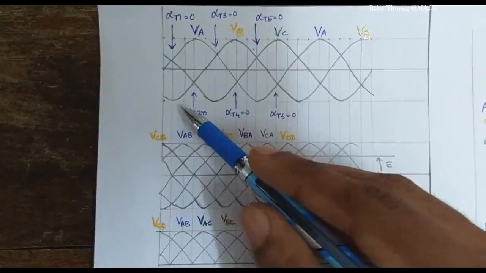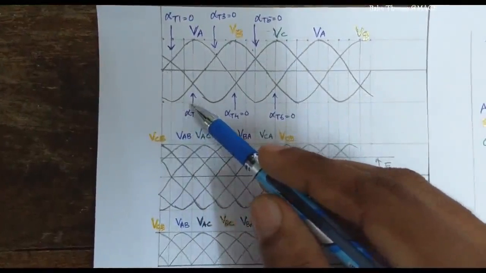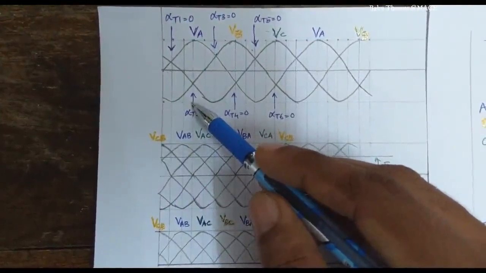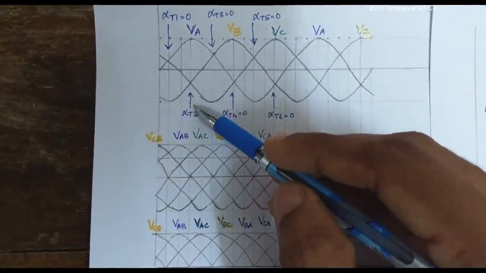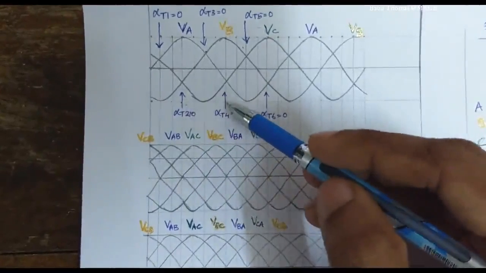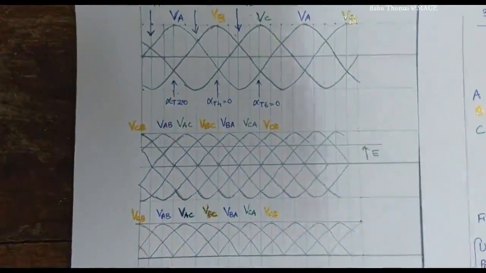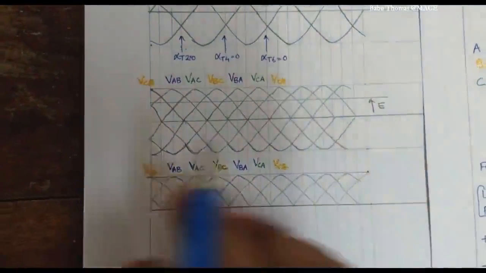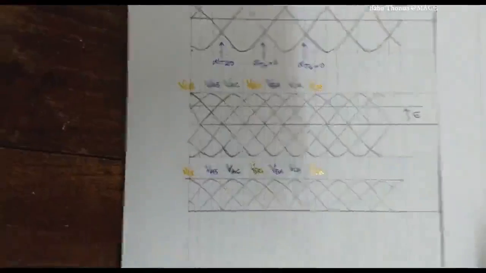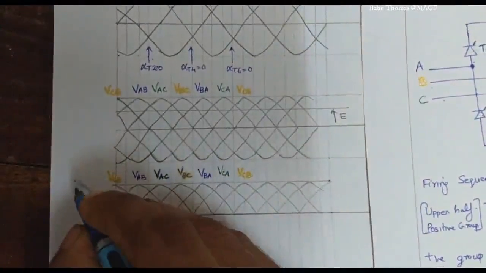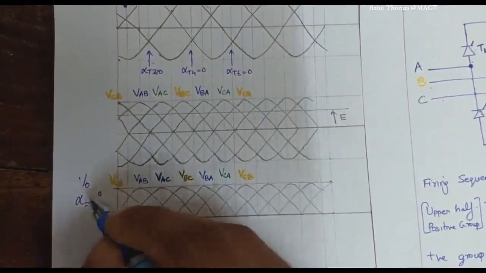Now from the lower half thyristors, alpha equal to 0, we have already discussed that the lower half thyristors are fired 60 degrees with respect to the upper half. So after 60 degrees you are referring to alpha T2 equal to 0. Again after 120 degrees alpha T4 equal to 0. Again after 120 degrees alpha T6 equal to 0. Now we are going to plot the output voltage corresponding to the firing angle alpha equal to 0 degrees. So here we are finding V0 for alpha equal to 0 degrees.